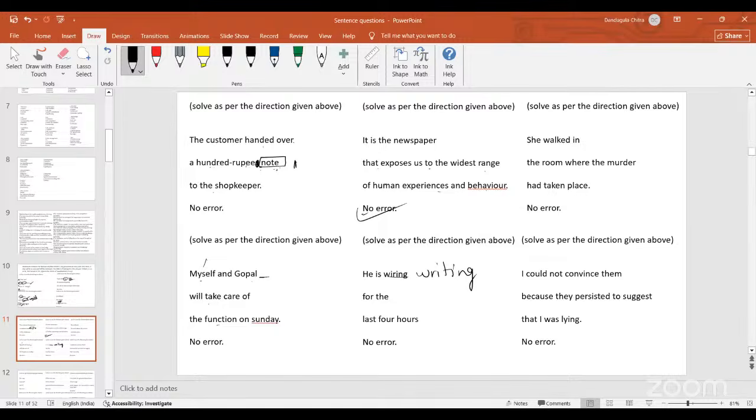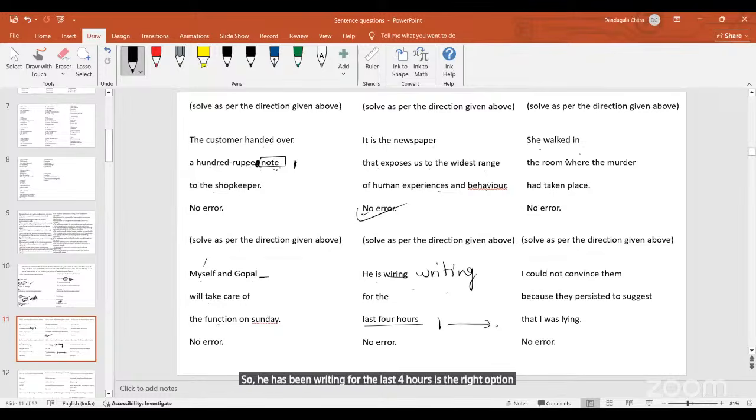The error is in option A, sir. He has been writing for the last 4 hours. Yes. Before 4 hours, he started and he's still writing. So "he has been writing for the last 4 hours" is the right option.